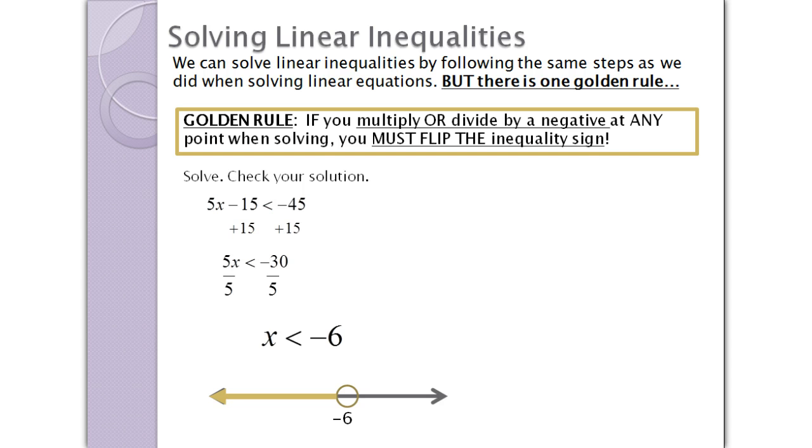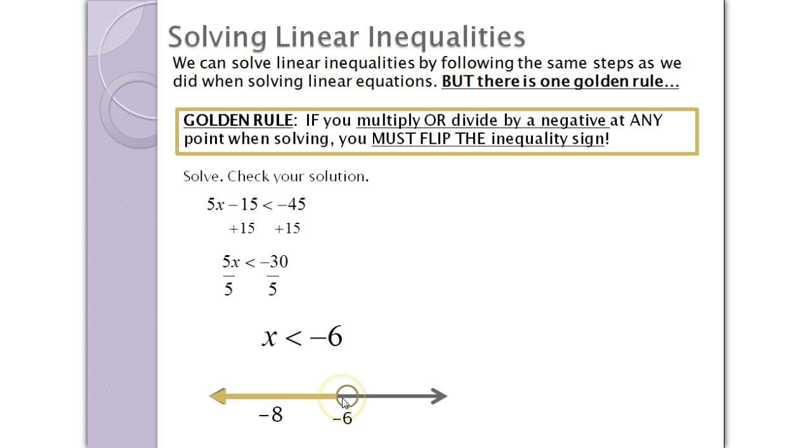Now we want to check our solution. So you want to pick something in the shaded region. Now that's the beauty of this. I picked negative 8. Would you be wrong if you picked negative 7? Absolutely not. Could you pick negative 10? You bet. Could you pick negative 20? Yeah. Anything that is going to be less than negative 6 you can pick. However, because we have this open circle here, you cannot use negative 6.